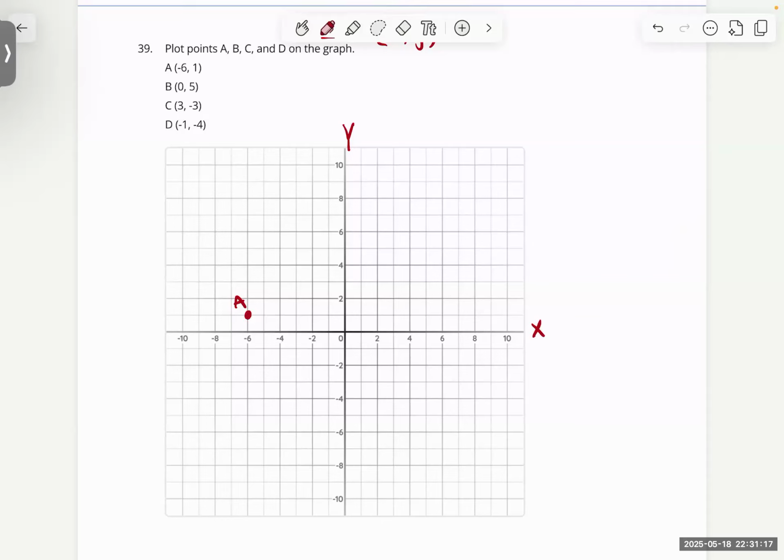All right, B is 0, comma 5. So we're at 0 and then up 5. C, 3, comma -3. Go to the right 3, down 3. My point is right there. Last one, D, -1, comma -4. -1 here, down 4. I'm right there. That's it.